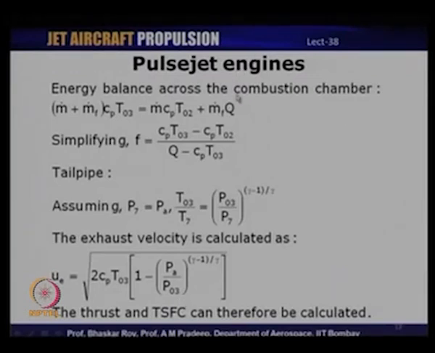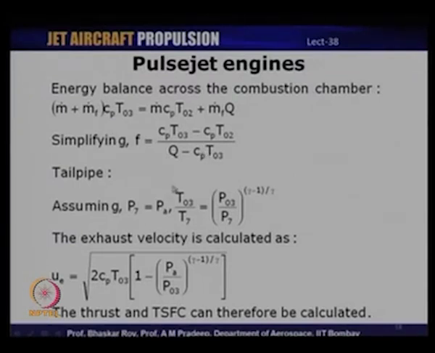Now, in the combustion chamber, we can also have the energy balance. We have done this a few times earlier already. So, this is the enthalpy of the stream exiting the combustion chamber, which is (m dot plus m dot f) into Cp into T03. This is equal to m dot into Cp into T02, the incoming enthalpy, plus the fuel flow rate. So, if you simplify this, we get f, which is the fuel to air ratio, that is (Cp T03 minus Cp T02) divided by (Q minus Cp T03).